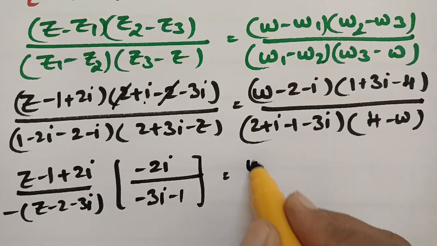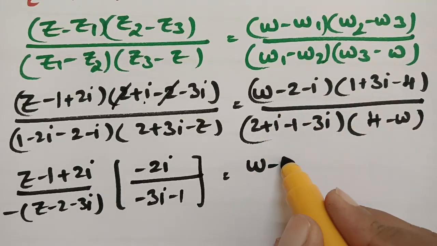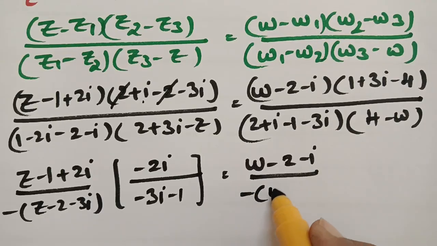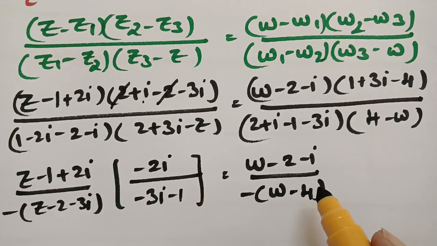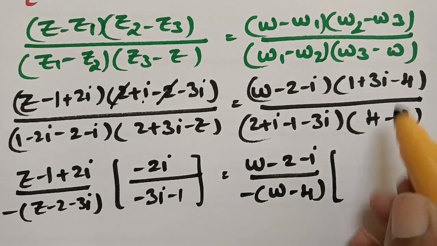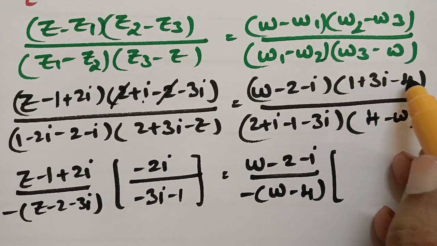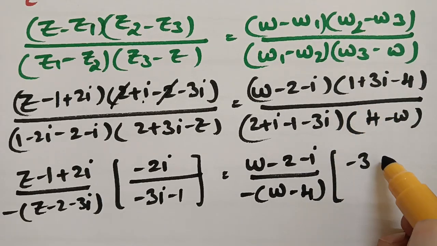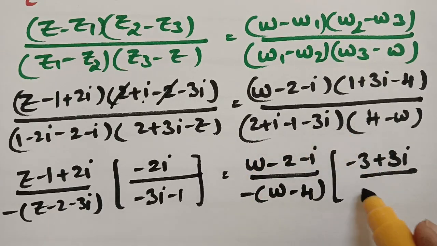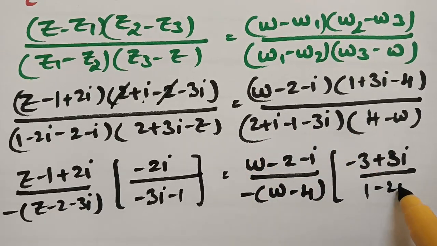Clear? So I am bringing all the W's to one side: W minus 2 minus i. If I take minus common, this is W minus 4. So this value is W minus 4. And see here, the constants here are 1 minus 4. So the value here is minus 3 plus 3i, and here the values are 1 and minus 2i.